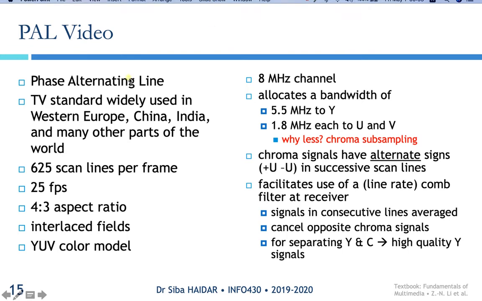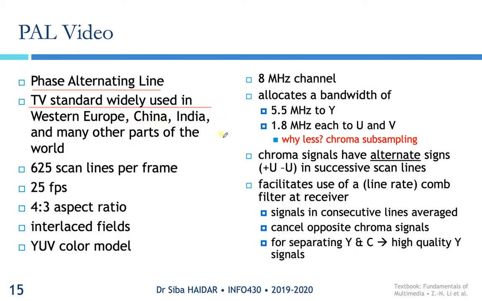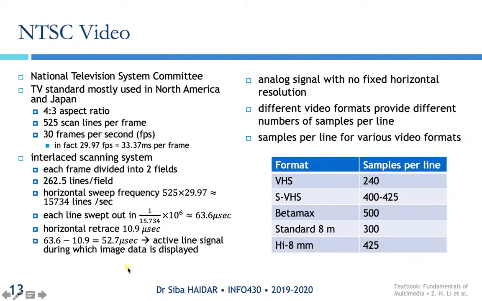We arrive at the PAL video, and this is another standard, as you can remember. It is an abbreviation of phase alternating line, and this is a TV standard used in Europe and China and India and many other parts of the world. In this standard, unlike the NTSC, and they were defined in parallel, it uses more lines per frame. It uses 100 more lines per frame, but for the price of reducing the number of frames per second, because we are limited. So instead of sending 30 frames per second, it will be sending 25 frames per second. It will use the 4:3 aspect ratio, the interlaced fields, and it will use the YUV color model and not the YIQ color model as in the NTSC.